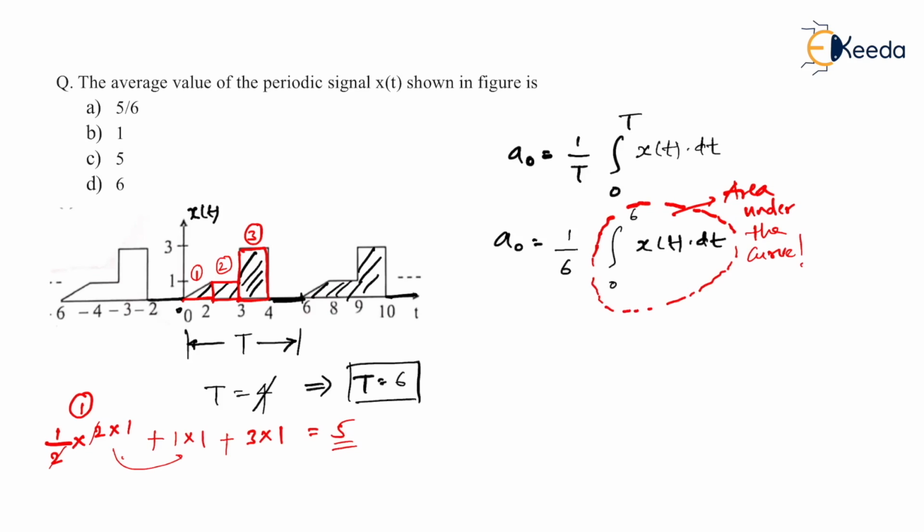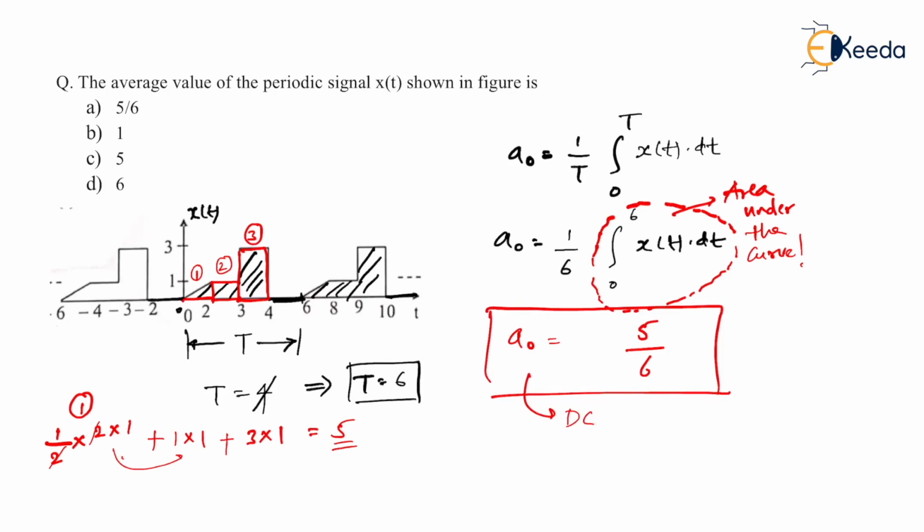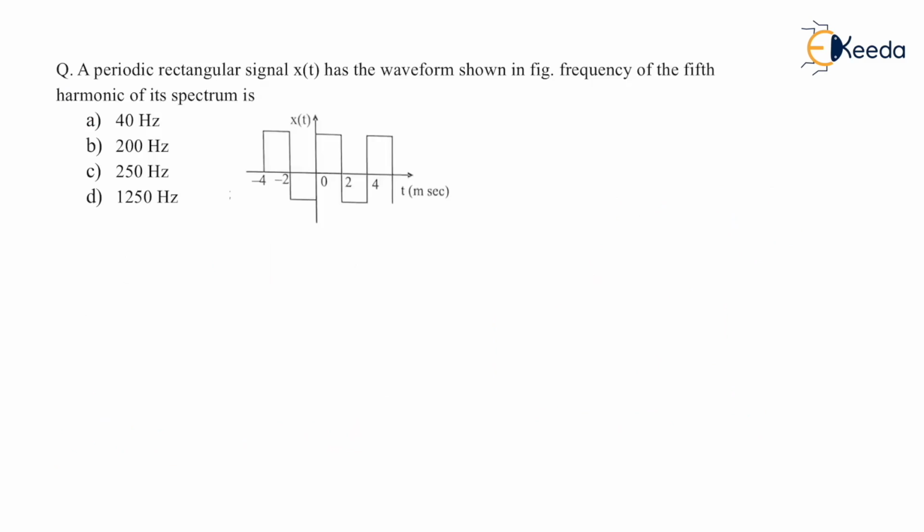And immediately what students make a mistake on: since they get the area under the curve equal to 5, they take option C as the correct option here, because in this case option C has the answer as 5. But let me tell you, we have to get the value of A naught, which is the area under the curve, which gives 5, but don't forget to divide by 6 also. So now this becomes the DC value, also called the average value. So here 5 by 6 is the correct option. So you should understand where you can make mistakes, right? Let's see the next problem.